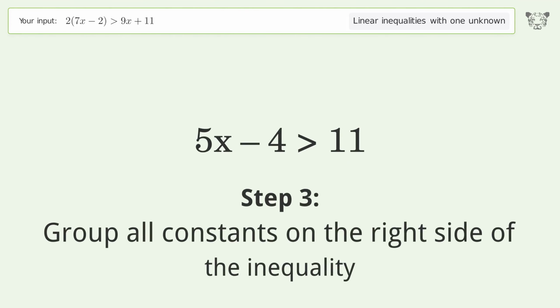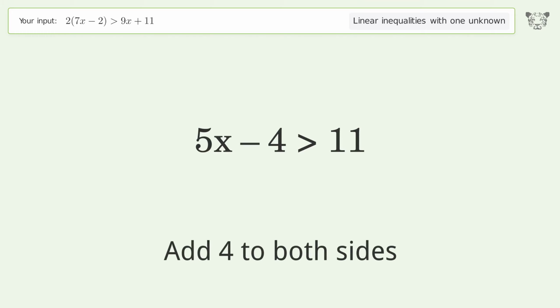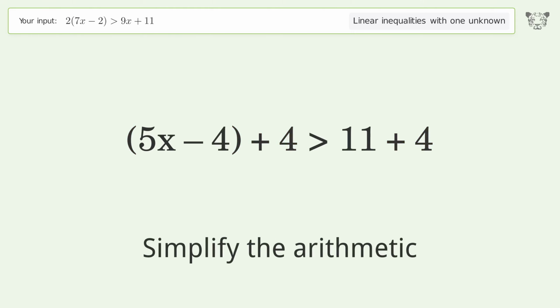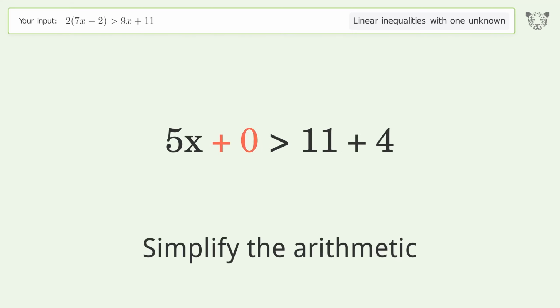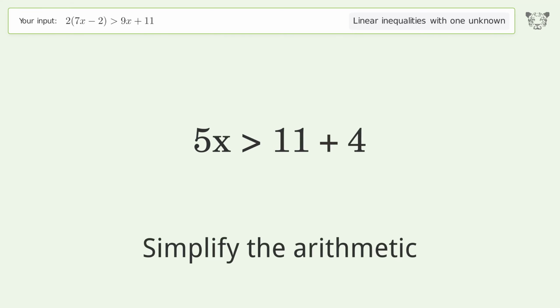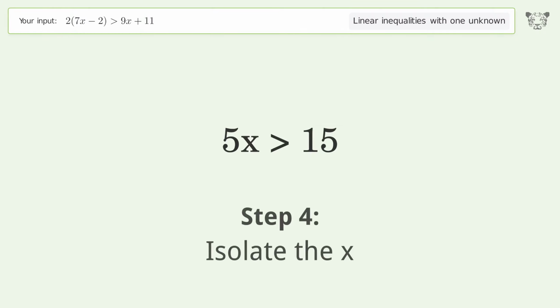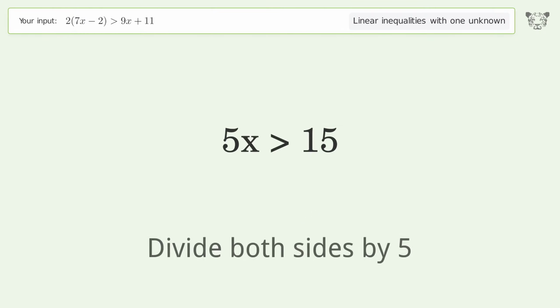Group all constants on the right side of the inequality. Add 4 to both sides. Simplify the arithmetic. Isolate the x. Divide both sides by 5.